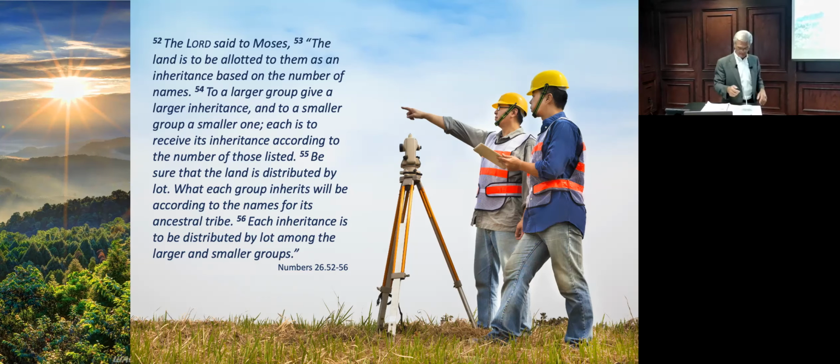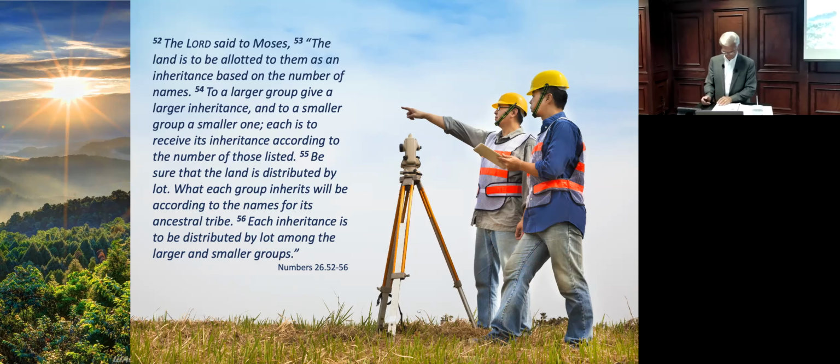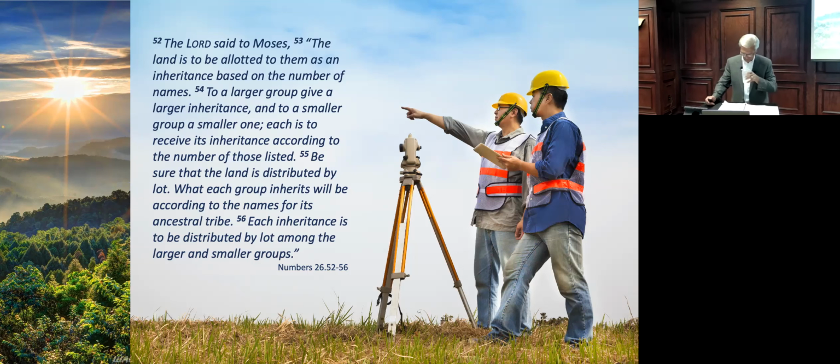Jack, you want to read that for us? The Lord said to Moses, the land is to be allotted to them as an inheritance based on the number of names. To a larger group, give a larger inheritance, and to a smaller group, a smaller one. Each is to receive its inheritance according to the number of those listed. Be sure that the land is distributed by lot. What each group inherits will be according to the names for its ancestral tribe. Each inheritance is to be distributed by lot among the larger and smaller groups.